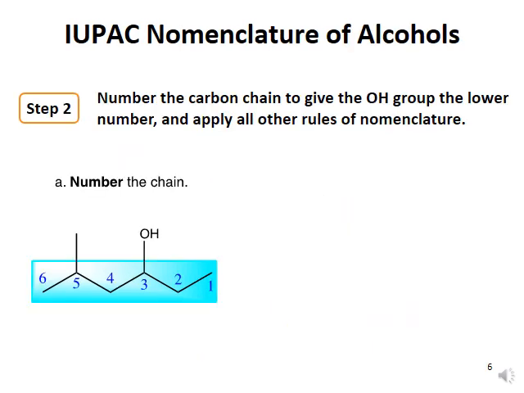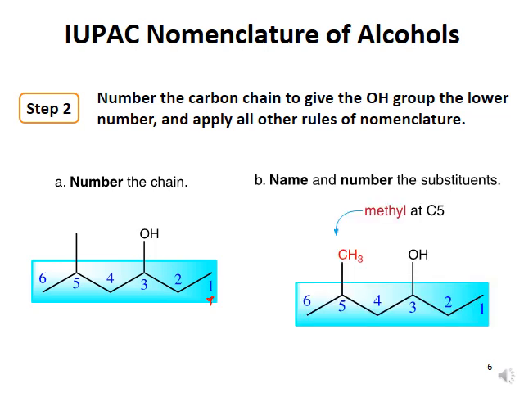All right. Step 2, number it to give the OH group the lowest number. That's why the 1 is over here, as we talked about before. And then apply the other rules. Carbon 5 has the methyl group, which gives us 5-methyl. You're doing this on your own, right? You already have this down. 5-methyl-3-hexanol. Good.